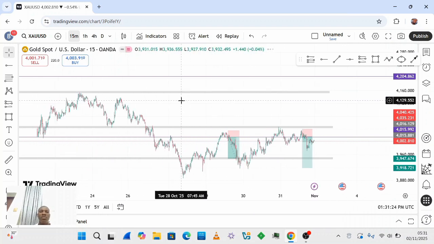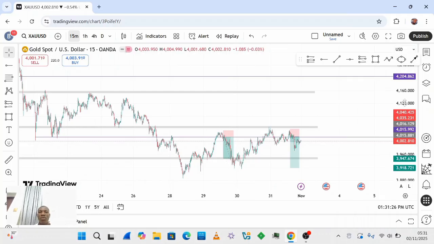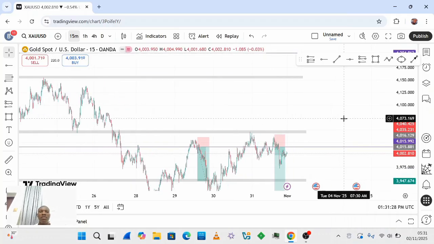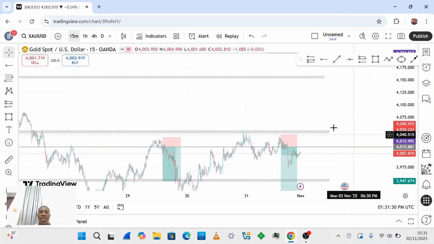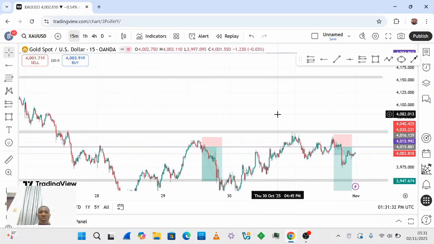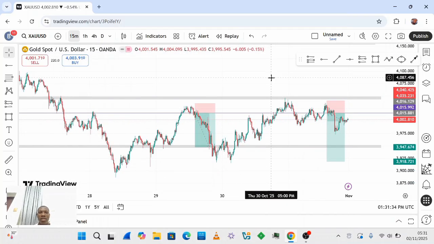If you look at my chart, you know my chart is very simple. I deleted everything so that I will be able to see the things that are happening. For those of you that don't know how I trade, this is just the simple approach that I use to buy and sell in the market.